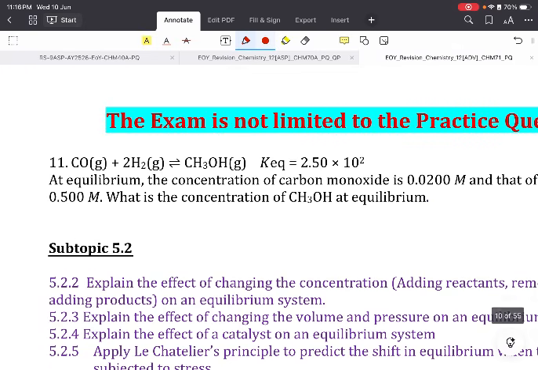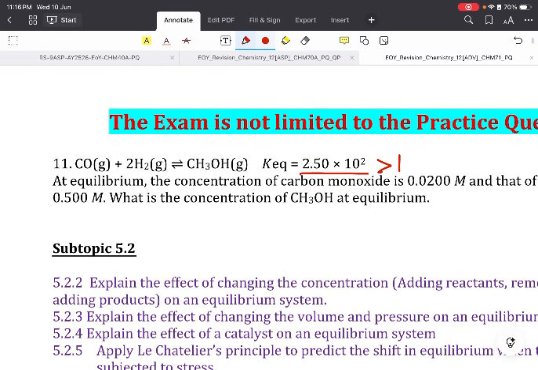Now let's move on. Next question. Given the equation CO gas plus hydrogen gas is in equilibrium with methanol, and the K equilibrium is 2.5 times 10 to the power of 2. Note that this K equilibrium is above 1, and if they ask me in which direction this reaction is favored, I will say it's favored in the forward direction. And we also know that the amount of product is going to be more than the amount of reactants.